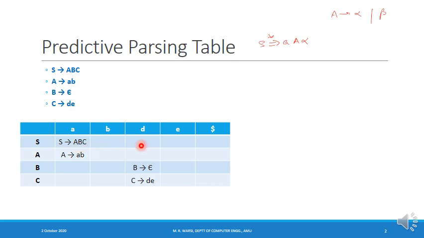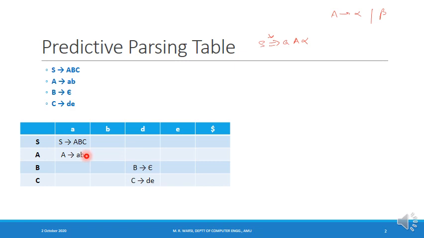Entries in the parsing table are either blank or contain a production. Blank entries denote the error condition. The meaning of an entry containing a production is, for example, let us consider this entry: in order to expand the capital S, when the next symbol is a small a, I will make use of this production. Similarly, in order to expand the capital A, when the next symbol is a small a, I will make use of this production.